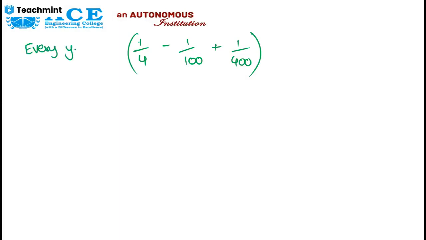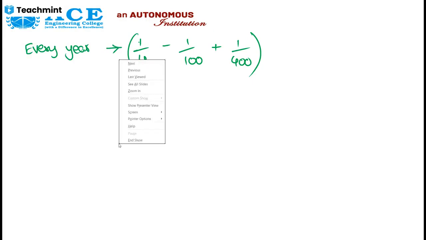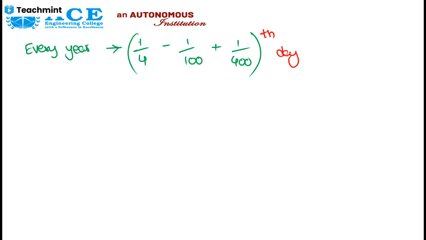Actually, every year you are not getting 1 by 4 extra. The actual value is 1 by 4 minus 1 upon 100 plus 1 upon 400. We are not getting 1 by 4th of the day extra every year. For ease, they removed the remaining terms, which are negligible. But the actual scenario is 1 by 4 minus 1 upon 100 plus 1 by 400th of the day. This is the extra day you are getting every year.